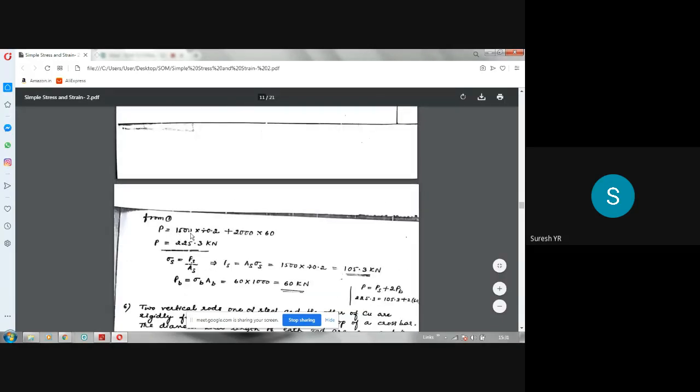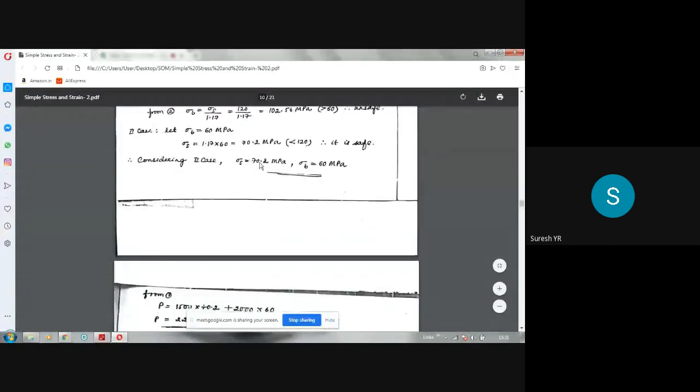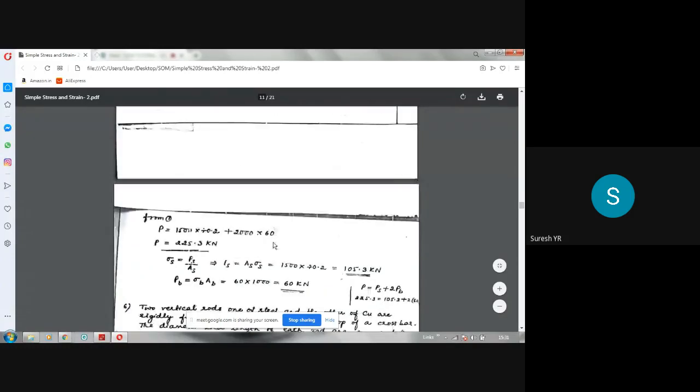So P is equal to 1500 into 70.2, where 70.2 is sigma s, plus 2000 into 60. Whatever you get will be in newtons. Please note that this is mm square and this is Newton per mm square, so if mm square is cancelled out, you'll be getting newtons. If you convert to kilonewton, divide by 1000. So this is the value of the total force acting on the system, 225.3 into 10 power 3 newton, which is 225.3 kilonewton.